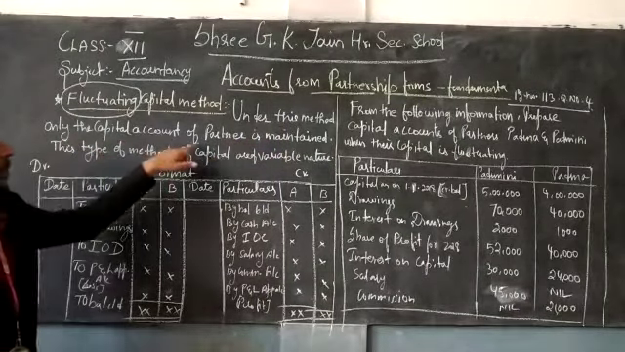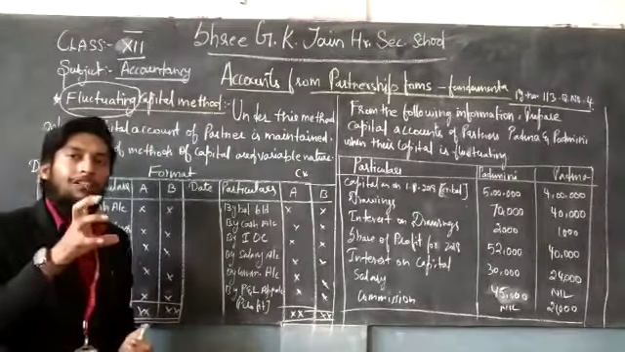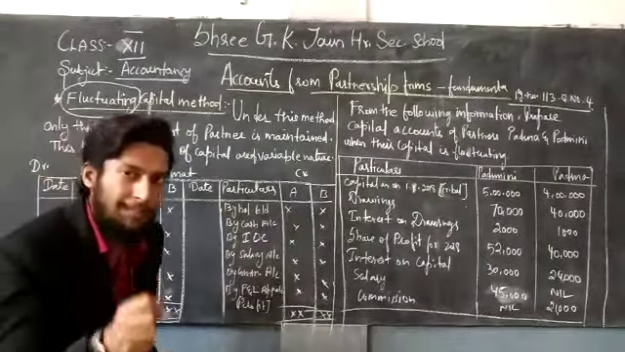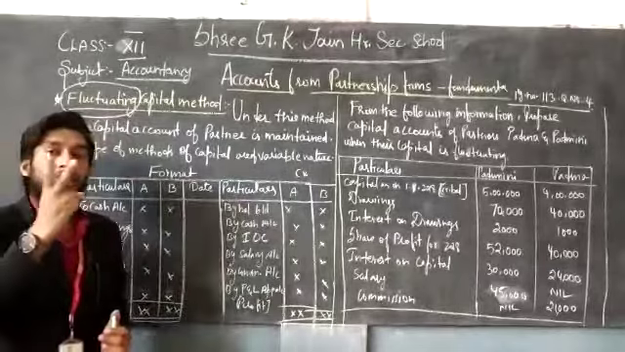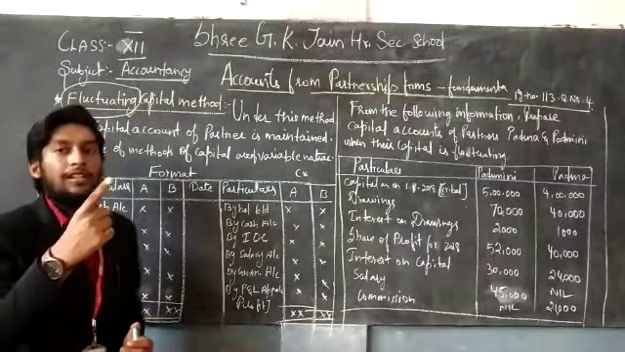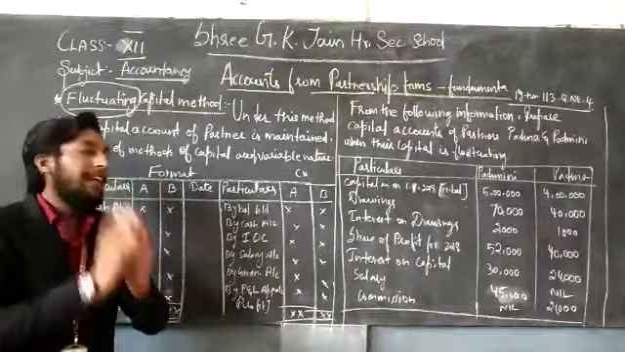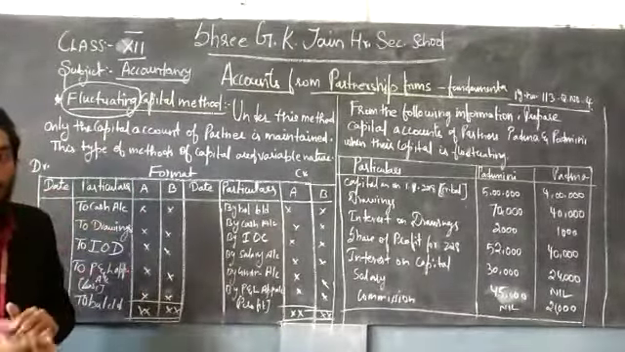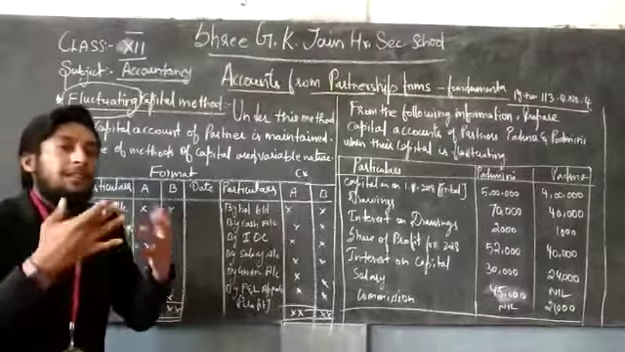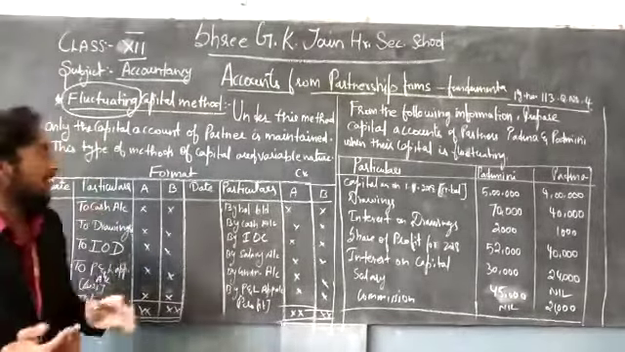Only the capital account of the partner is maintained. What account are we maintaining? Only the partner's capital account. In the fixed method, we used to maintain 2 accounts, current account and what? Capital account. But here, in the fluctuating method, we are just preparing the capital account. Apart from the capital account, every other account has been omitted.